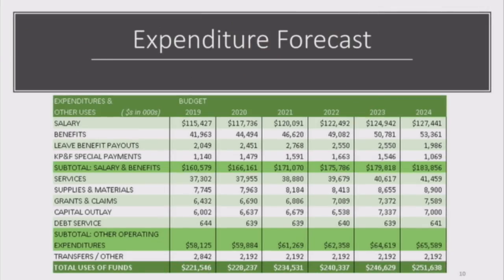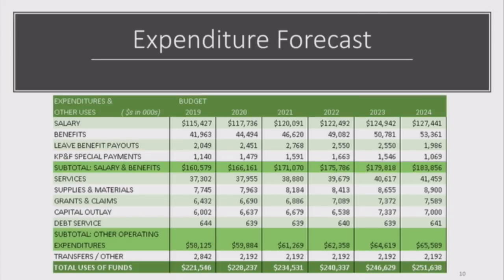So on the expenditure side, the largest expenditure is salaries and benefits, which begins at $160 million in the current year budget and increases to $183 million or $184 million in 2024. Overall, year over year, the expenditures increase at a modest level, depending on what the category is and what category best correlates with what economic indicator. But as I mentioned, the largest increase is in salaries and benefits, and that's where all our focus was.